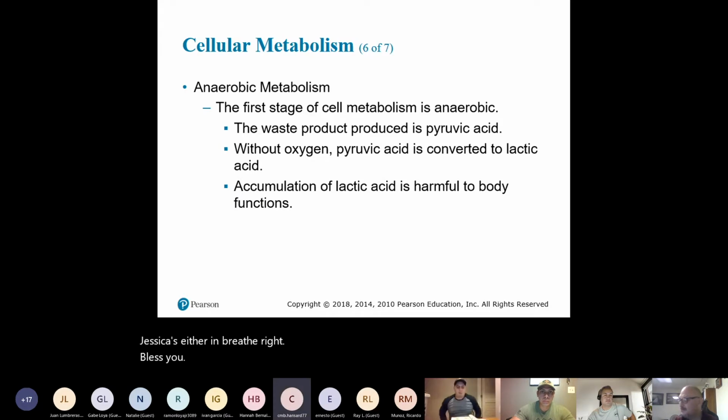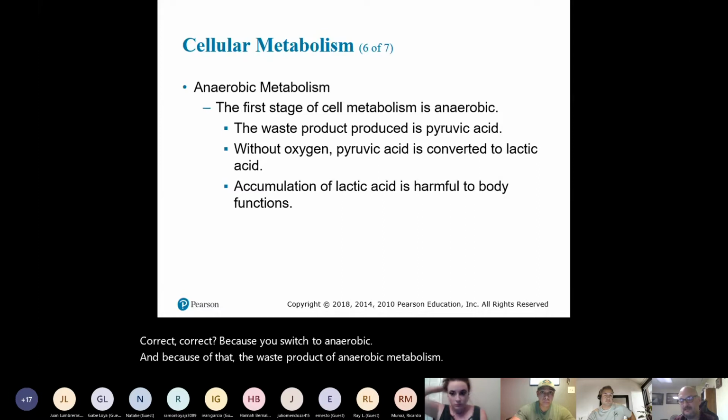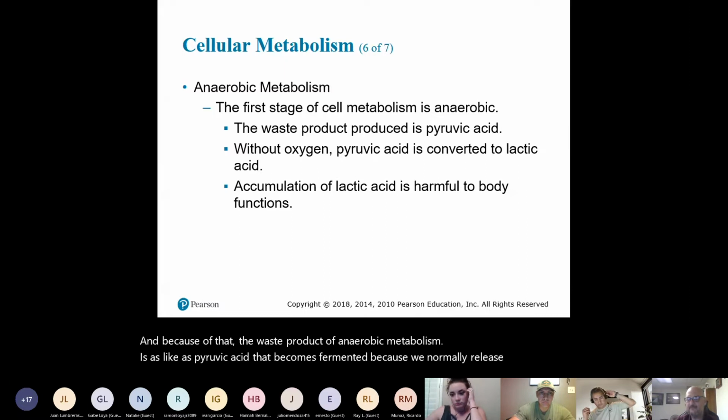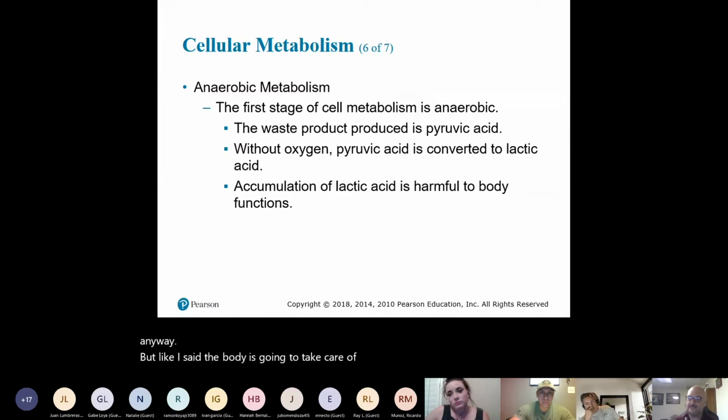So lactic acid only happens if you're not breathing, right? So anaerobic. Correct. Because you switch to anaerobic, and because of that, the waste product of anaerobic metabolism is pyruvic acid that becomes fermented. Because we normally release pyruvic acid anyway. But like I said, the body is going to take care of itself, so it's going to neutralize that.